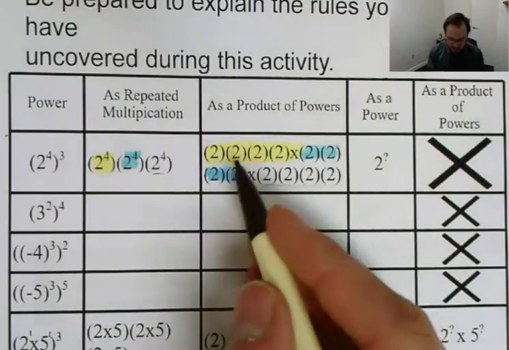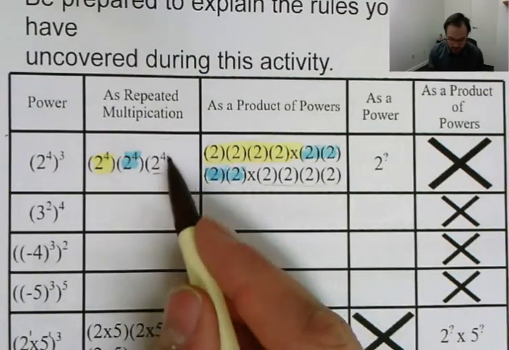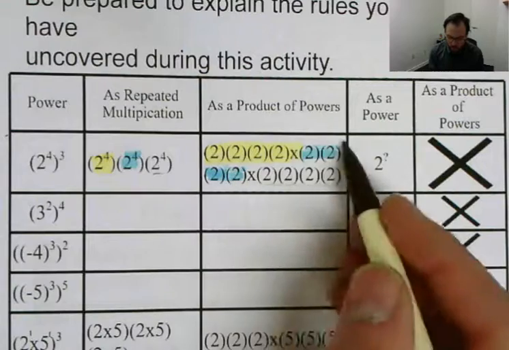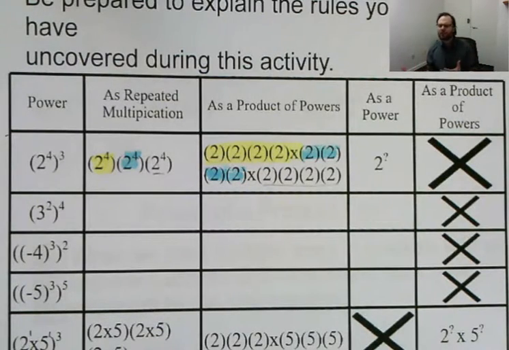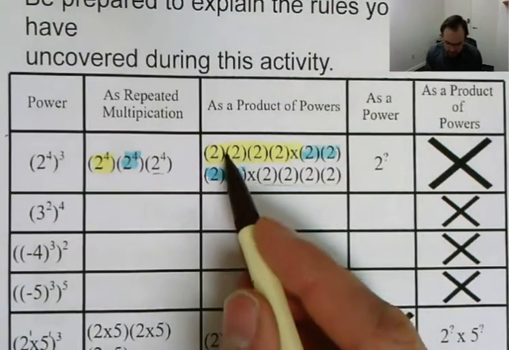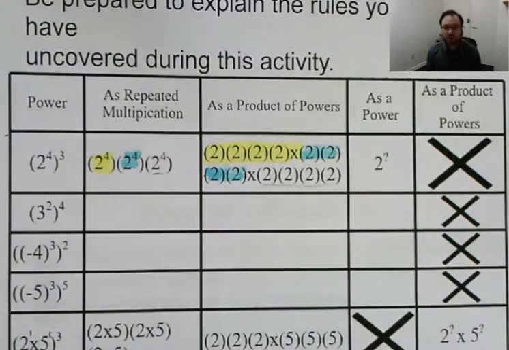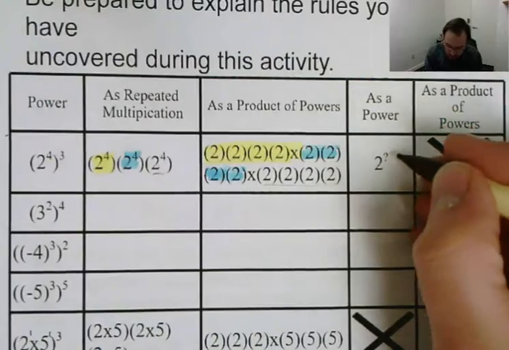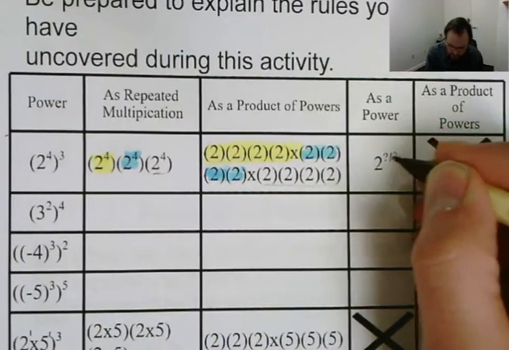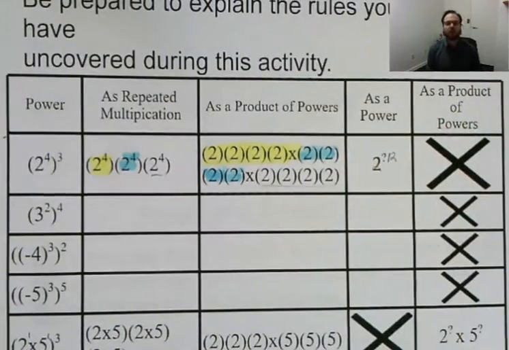So altogether, we're saying we have 3 groups of 4 2's. As soon as I say groups of something, what does that mean? That means multiplication. So I have 3 groups of 4 2's. 3 groups of 4 is 3 times 4, which gives me 12. So this is 2 to the power of 12.